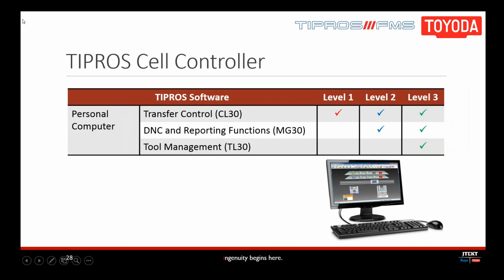With Tipros, each level builds on the next. Every function you have in level 1 is a function you have in level 2. Every function you have in level 2 is a function you have in level 3. The software is PC-based and offers 3 capabilities: transfer control, DNC and reporting functions, and tool management. We'll dig deeper into these topics in the next few slides.